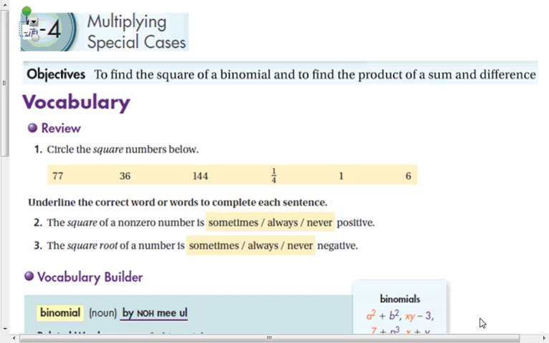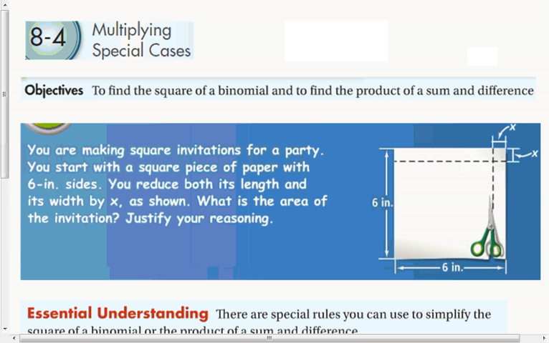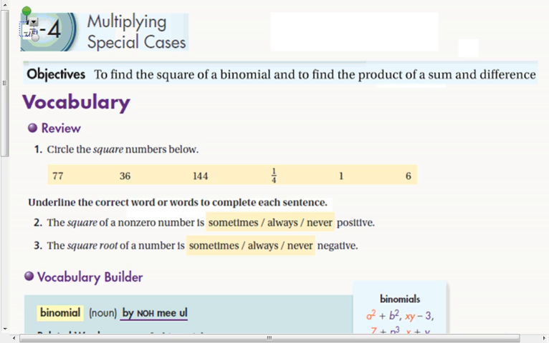In this lesson we're going to learn how to multiply some special cases of binomials, and that's going to also help us to learn how to do some mental math with certain kinds of multiplication. So we're going to learn how to find the square of a binomial and find the product of the sum and difference of two binomials. So go ahead and do the review here, and I'll check back with you.